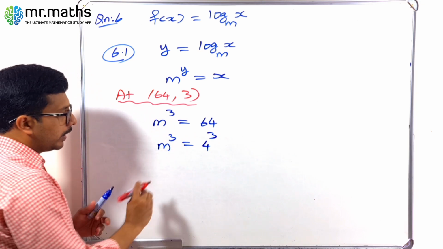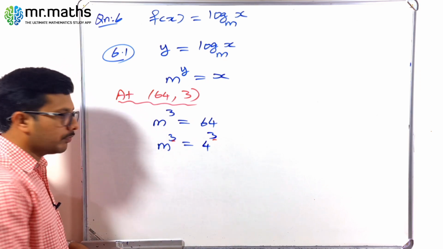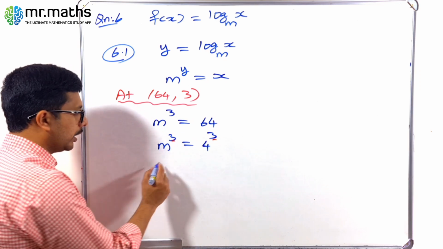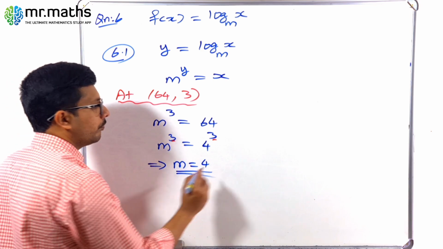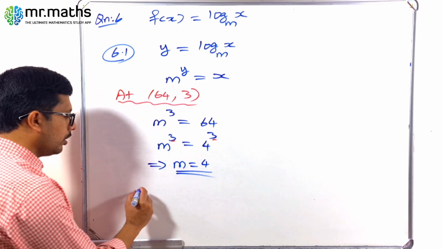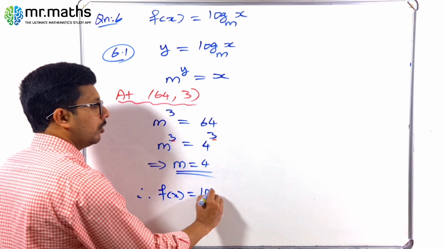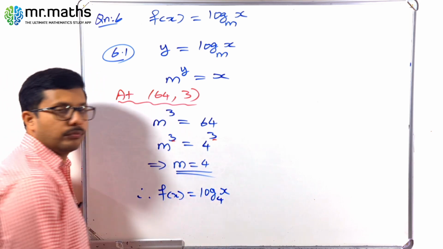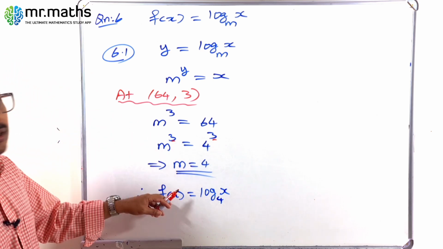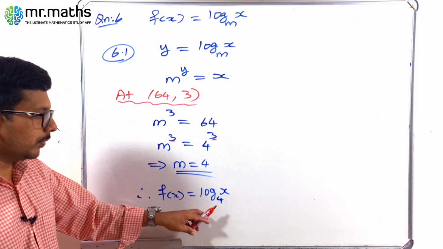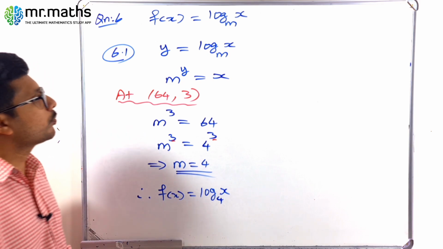So here you can see that the exponents are the same. So what is the meaning of that? The bases are also the same. So it means that the value of m is equal to 4. Therefore, f of x is equal to log x to the base 4. Do you understand? We had to find the value of m, so the value of m is 4. So that is question number 6.1.